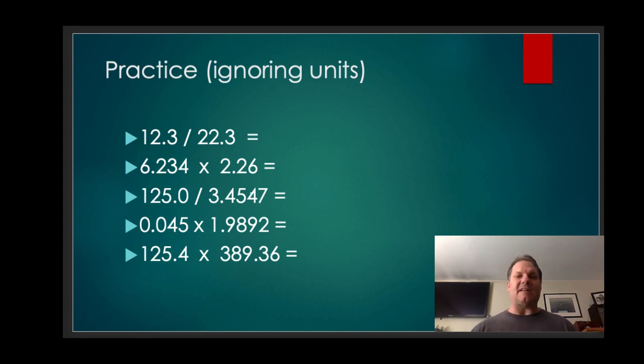So again, same idea. You're going to put 12.3 divided by 22.3 equals on your calculator. In this particular example, it has to contain 3 sig figs. So you're going to round the data to show only 3 sig figs. So go ahead and take a minute, try these 5 calculations, scribble down your answer, and then come back and check your work. So go ahead and do that now.